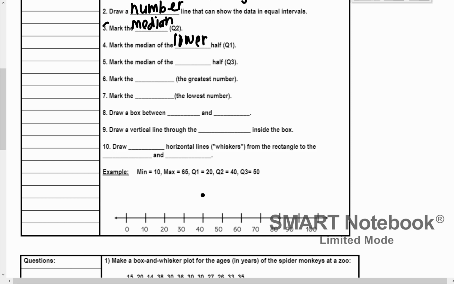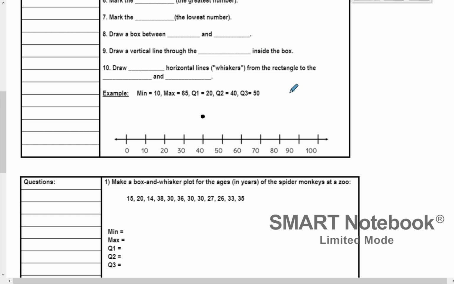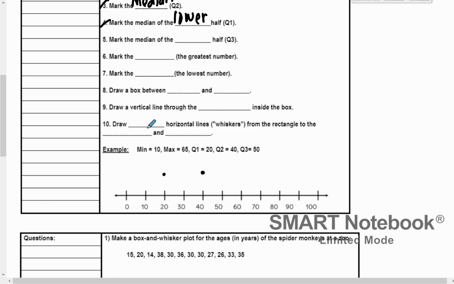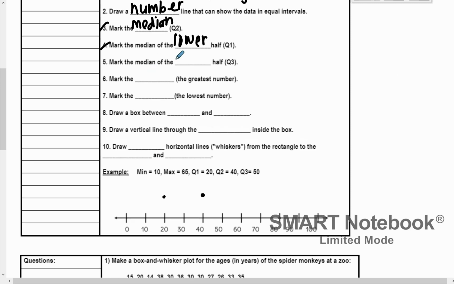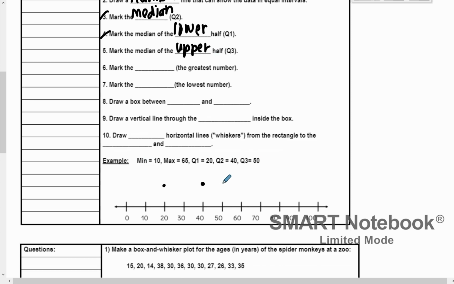That was that step. Now we're going to mark the median of the lower half. We're going to find that Q1. It says the Q1 is 20, so we're going to put a dot where that Q1 is. The next thing we're going to do is find the median of the upper half, which is called our Q3. Okay, so our Q3 up here is 50, so we put a dot where there's a 50.